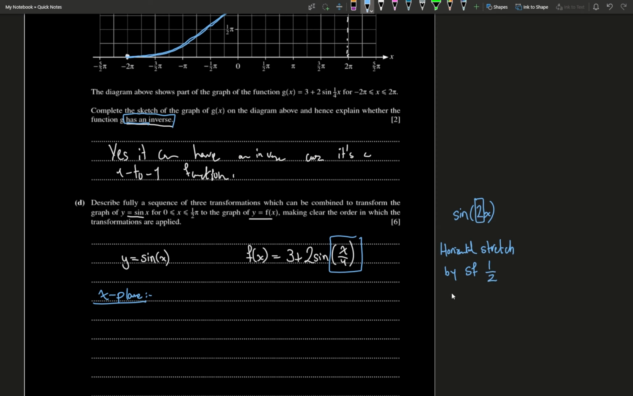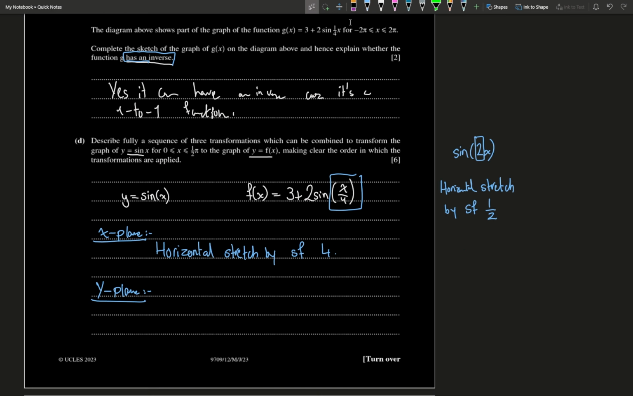Okay? I will just write هنا the x plane. There is a horizontal stretch by scale factor of the reciprocal of 1 over 4, which is simply 4. دلوقتي let us see the transformations done on the y plane. انت شايف كده عندنا هنا 3 and 2. 2 دي بنضربها في the trigonometric function, و 3 is just a constant we add or subtract it.